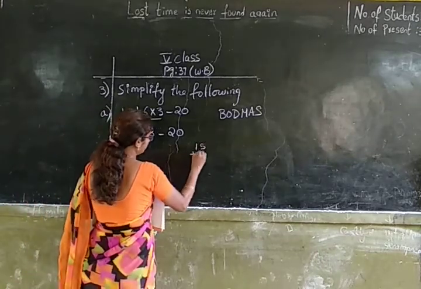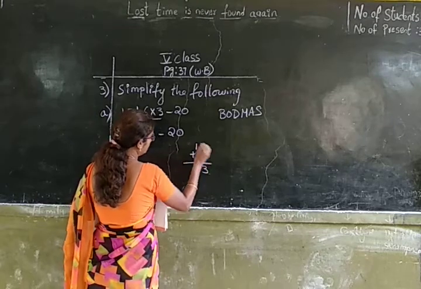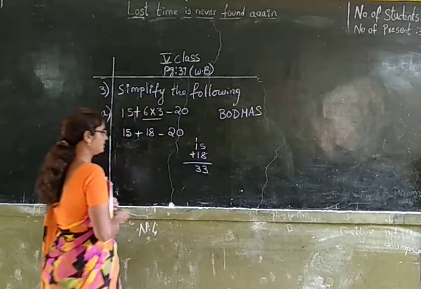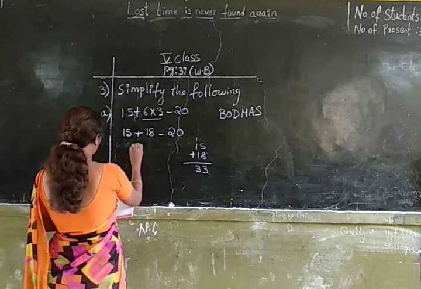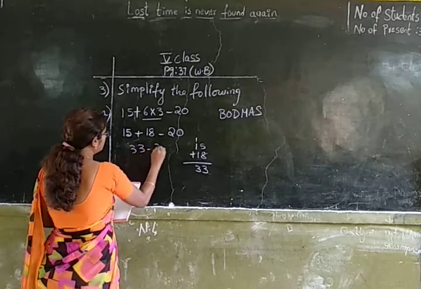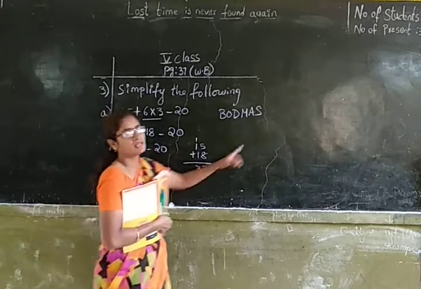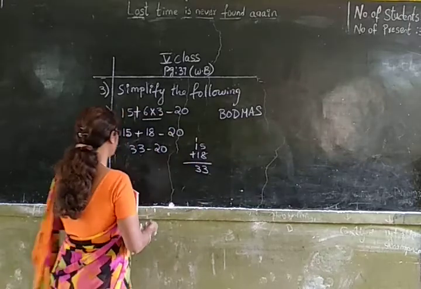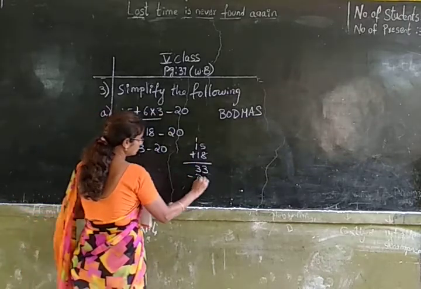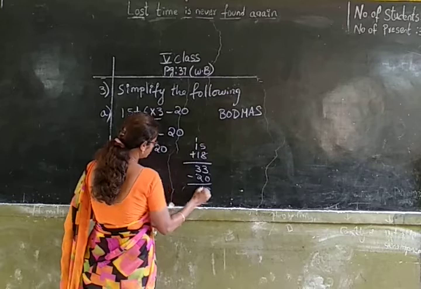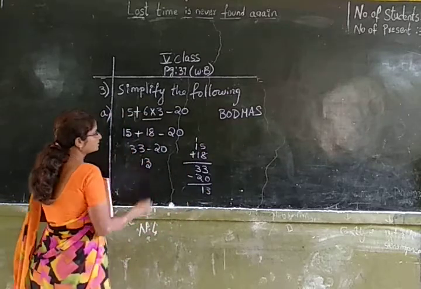15 plus 18 is equals to 33. 33 minus 20. In the last, we have to do the subtraction. So 33 minus 20 is equals to 13. So the answer is 13.